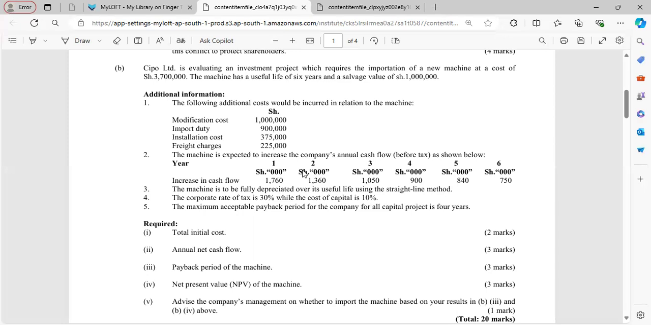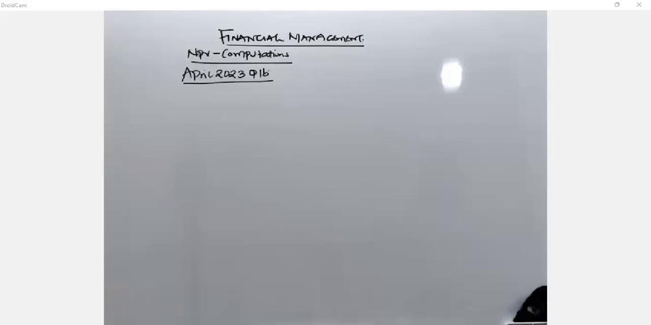You remember when we were discussing the theoretical part of the NPV, we said the NPV normally has 3 stages of computation. Number 1, you have to compute the initial outlay. Number 2, we have to get our annual net cash flows. Then number 3, we have to look at the terminal cash flows. So I would like us to start with number 1, the computation of the initial outlay.